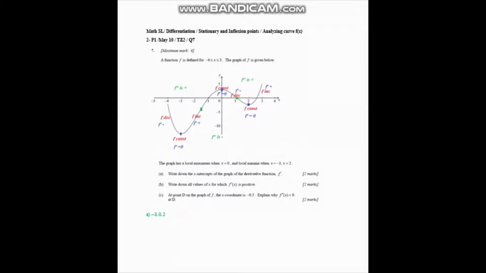So for question B, we are required to write down all the values of x for which f dash is positive. And we've already done that by labeling the curve. Where is f dash positive in this curve? In this region right there and in this region right there. So I need to write inequalities that represent this region.